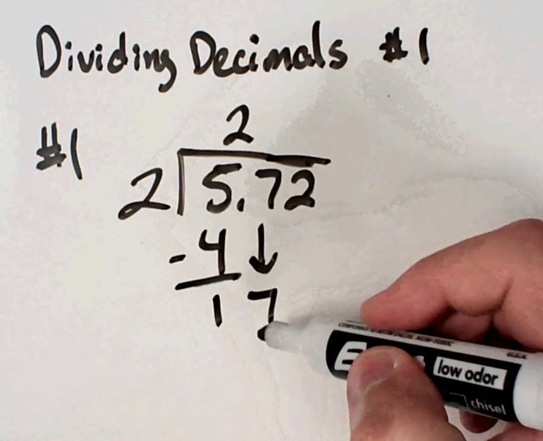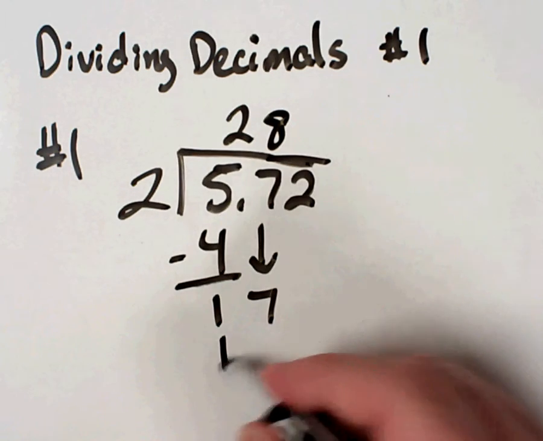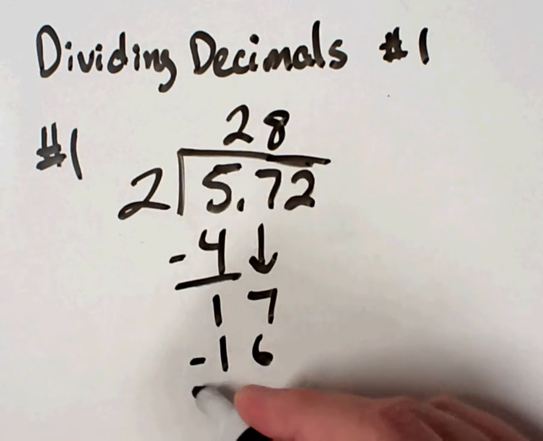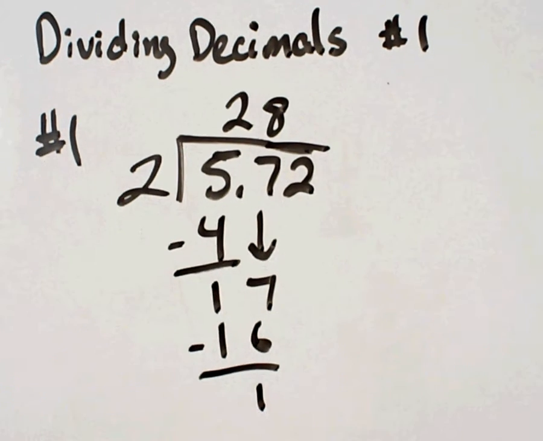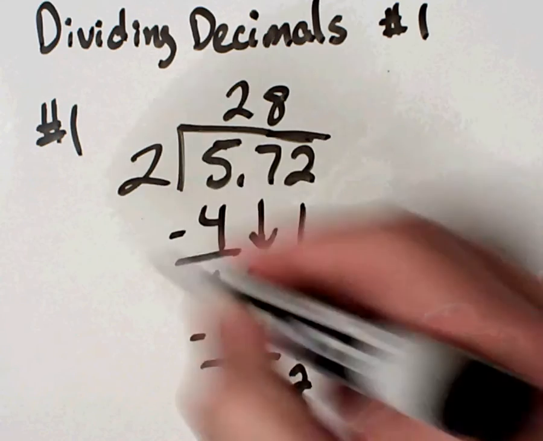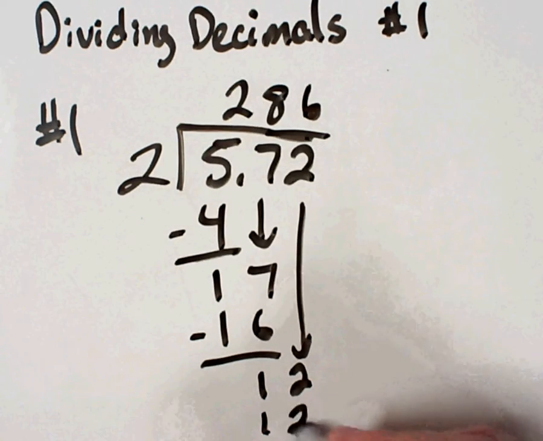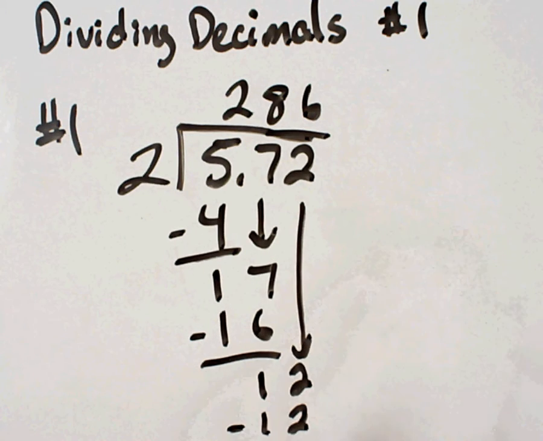2 goes into 17 8 times. 8 times 2 is 16. 17 minus 16 is 1. Shift up a little bit. Pull down my 2. 2 goes into 12 6 times. 6 times 2 is 12. And I get 0 remainder.